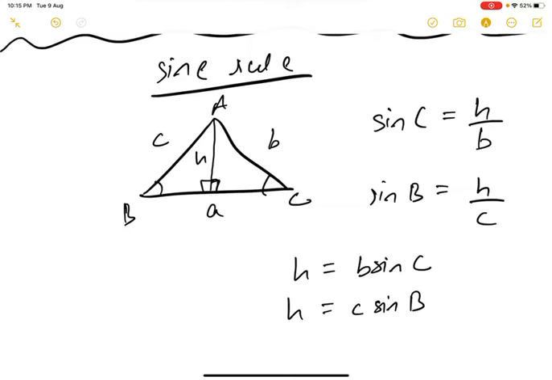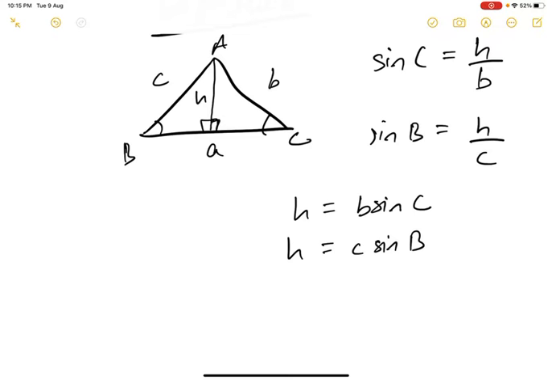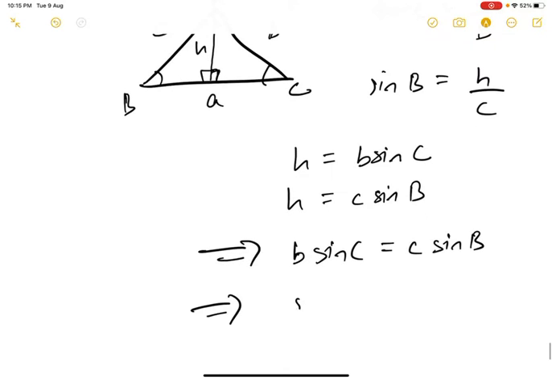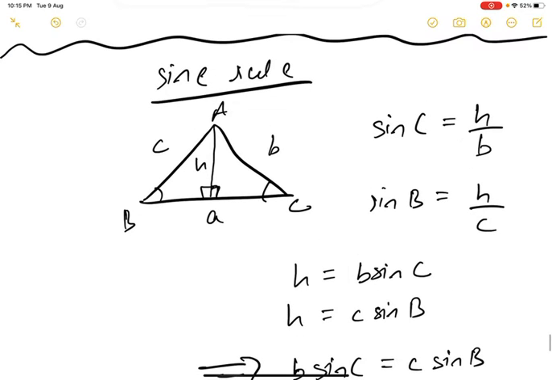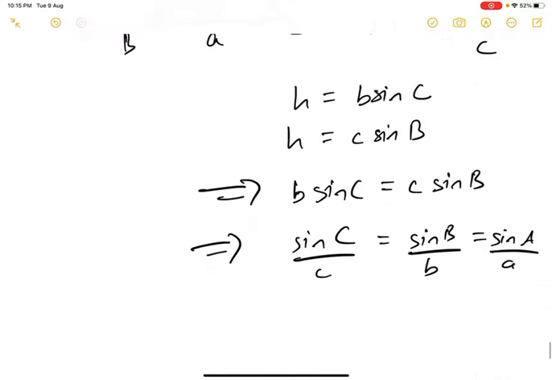Keep in mind, angles are capital and the sides are small letters. So h is equal to this and h also is equal to this. From this, can I say that b sine C should be equal to c sine B? And then from this, I'll get sine C by c is equal to sine B by b. And then similarly, you can also get sine A by a. How can you get that? You have to drop a perpendicular on this. And then this is 90, then this is 90. Then you try to find what is sine of A. And similarly, so this is your sine rule.